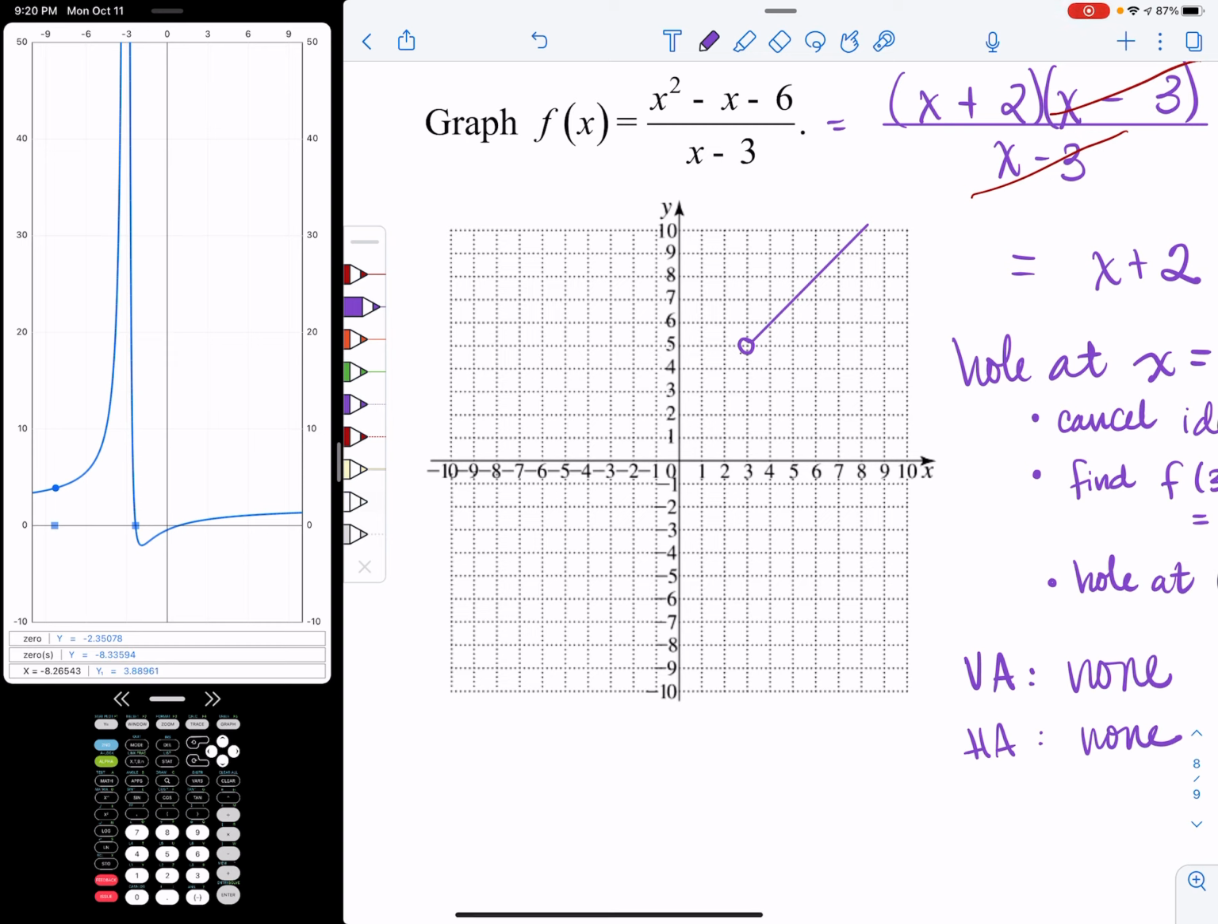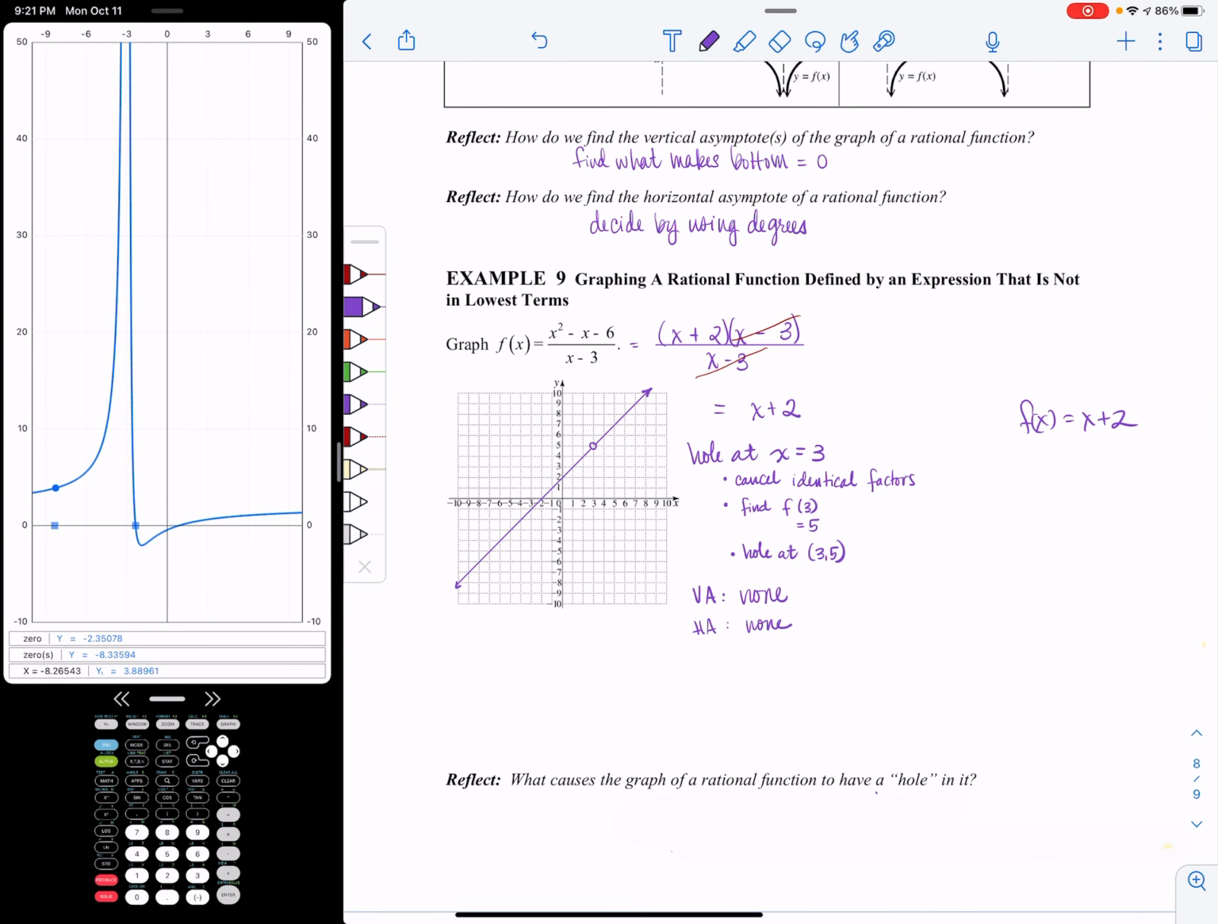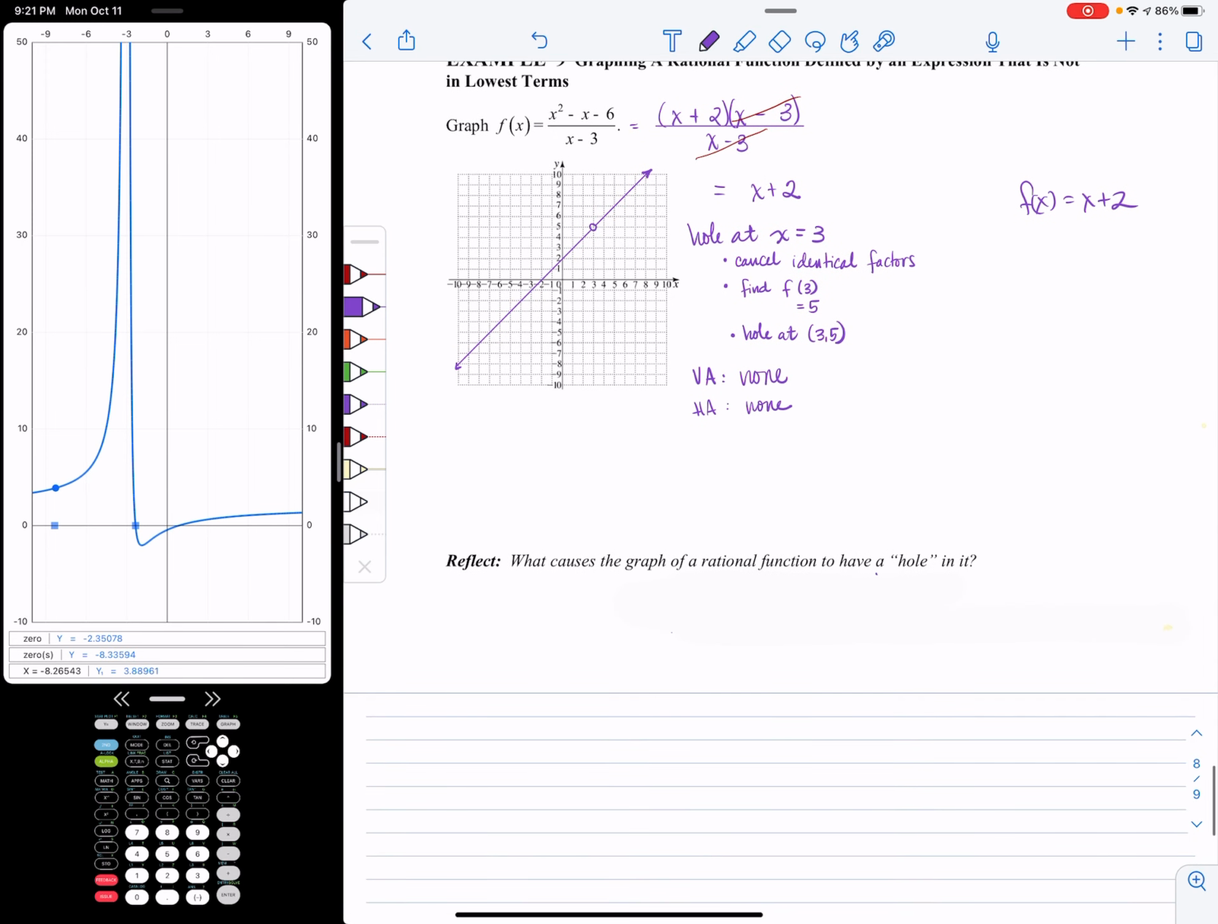There's that on that side of the hole, and then this side of the hole. So it's the same thing as your regular line, except that it has a hole in the graph. And for the record, if you do graph what you see here in your calculator, the hole is going to be so tiny that you're not even going to be able to see it. So then what causes a graph to have a hole in it? What you're looking for is identical factors on top and bottom that can be canceled.